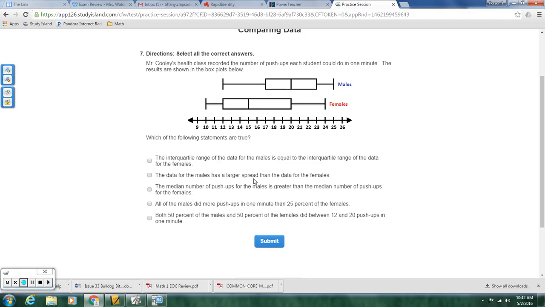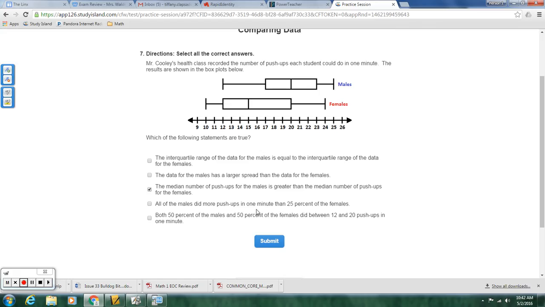The data for the males has a larger spread. That means the high minus the low. 25 minus 12, 13. 24 minus 10, 14. The data for the males has a larger spread. No. The median, 20 for the males, 15 for the females. The median for the males is greater than the median for the females. Yes. 20 to 15. And yes.